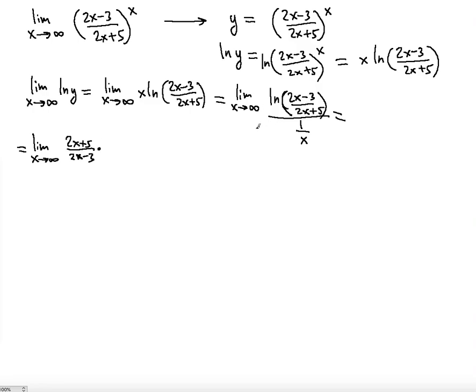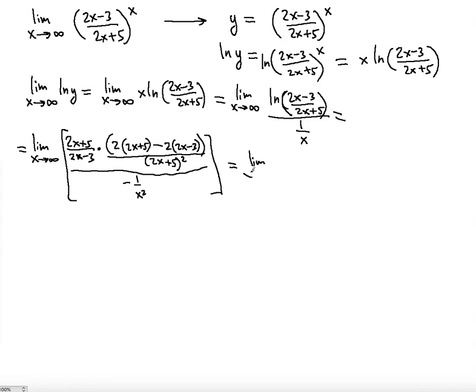Multiplied by the derivative of the inside, which is going to be 2 times (2x plus 5) minus this kept intact and the derivative of this, which is 2, over (2x plus 5) squared. And this whole thing divides by the derivative of the denominator, which is negative 1 over x squared.